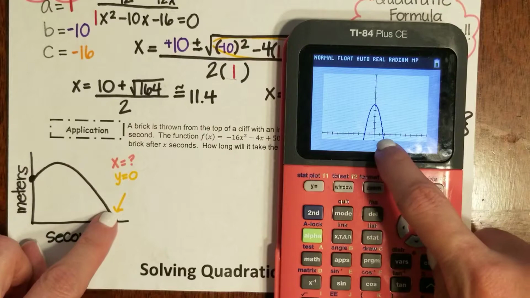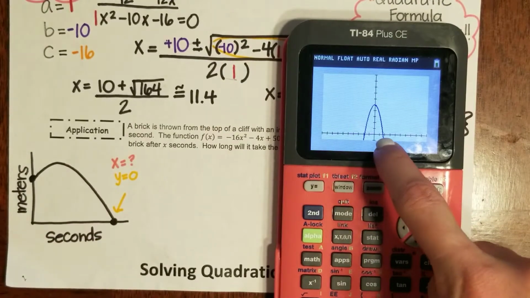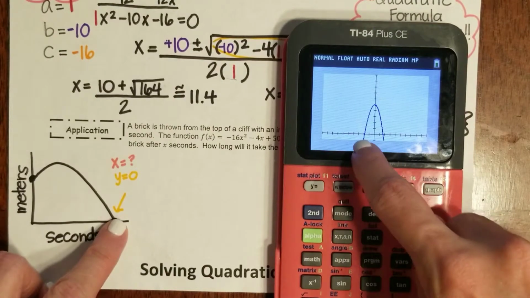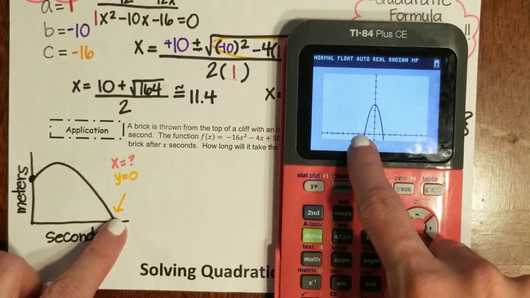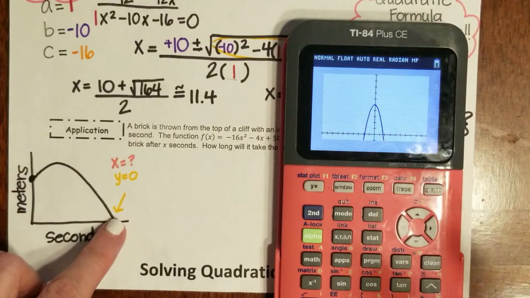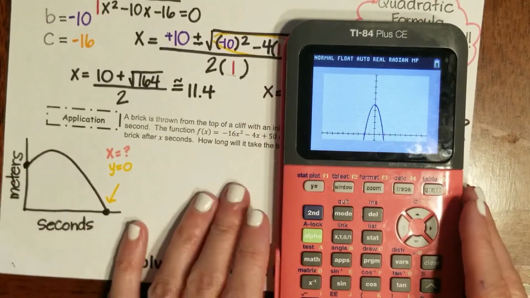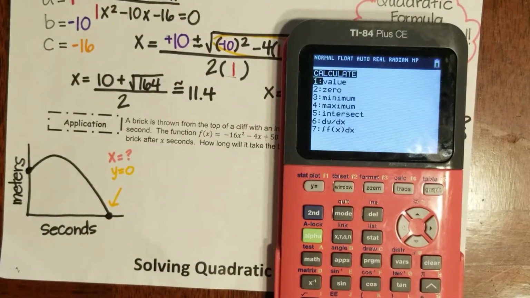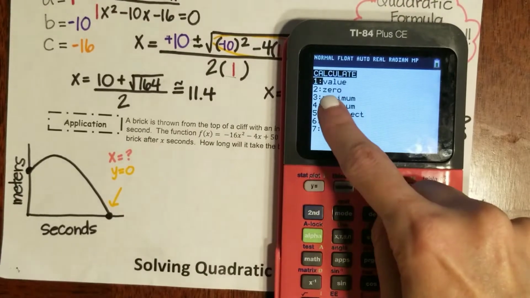comes back down. And I want to find that spot right there, that positive root, positive 0. That's where I'm talking about. I want to ignore this root over here to the left of the y-axis, because that would be when time is negative, and that's not going to be a reasonable answer for how long it takes it to hit the ground. So I'm going to do second trace, and I want to find an x-intercept. So I want to find a 0.